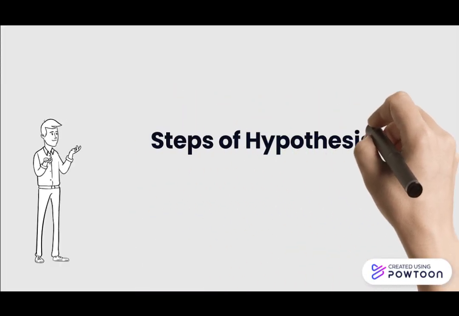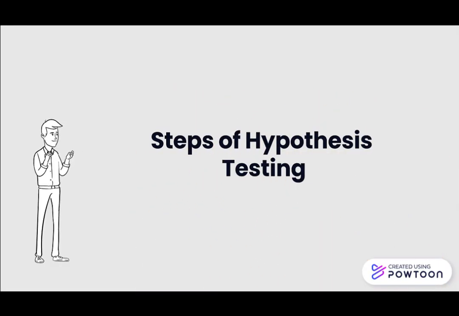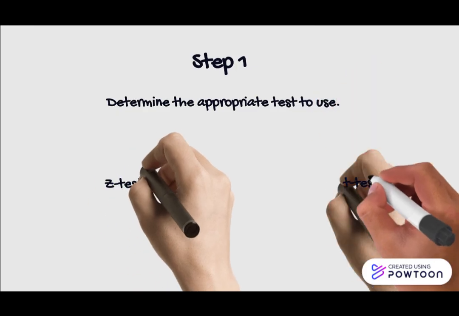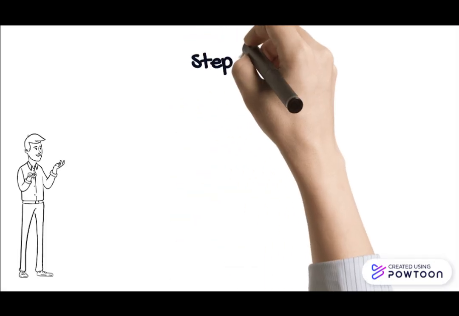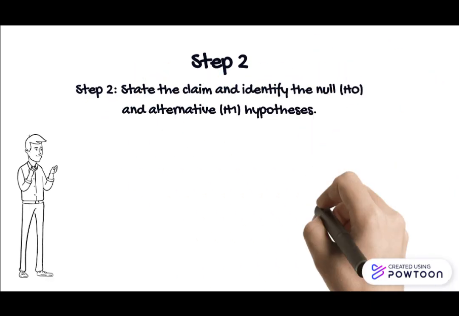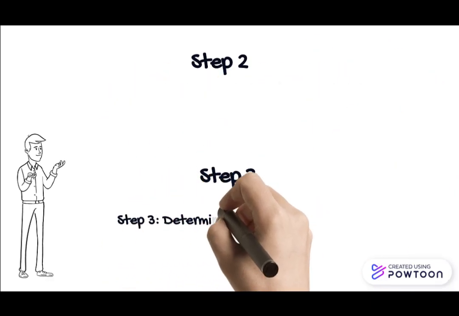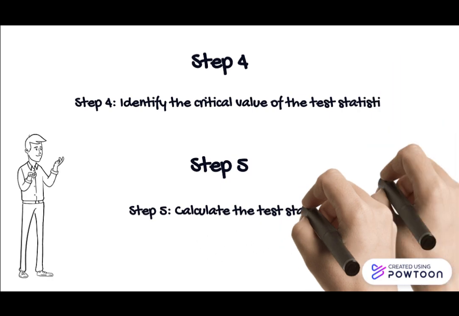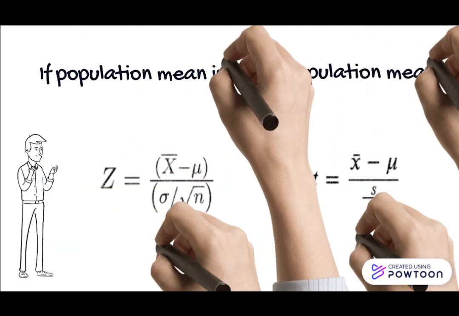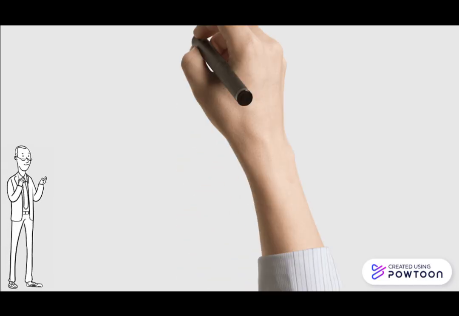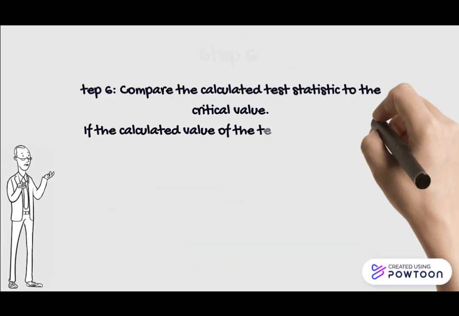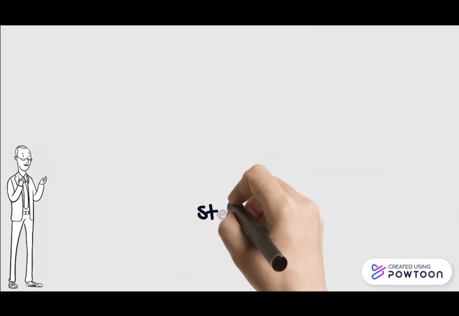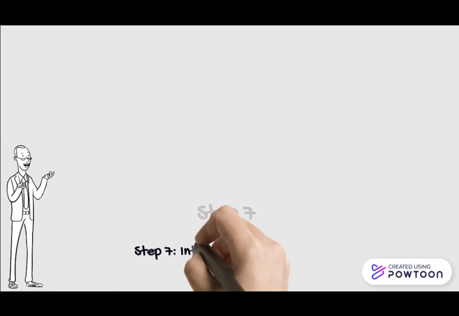Now the best part, steps of hypothesis testing. Step 1, determine the appropriate test to use. Step 2, state the claim and identify the null, H0, and alternative, H1, hypotheses. Step 3, determine the alpha level. Step 4, identify the critical value of the test statistic. Step 5, calculate the test statistic. For this step, we can use these two equations, z-test and t-test. Step 6, compare the calculated test statistic to the critical value. If the calculated value of the test statistic is more extreme than the critical value, reject H0. Otherwise, fail to reject H0. Step 7, interpret the decision.